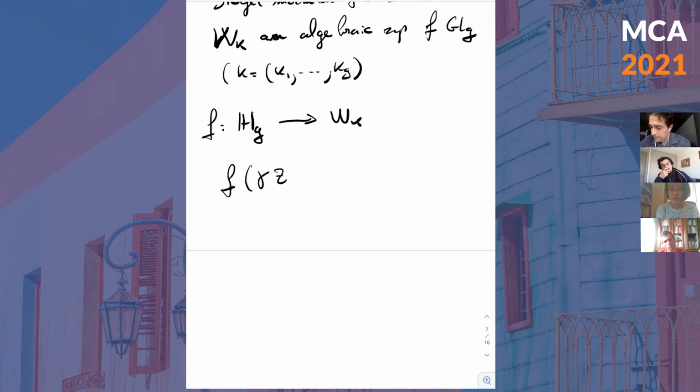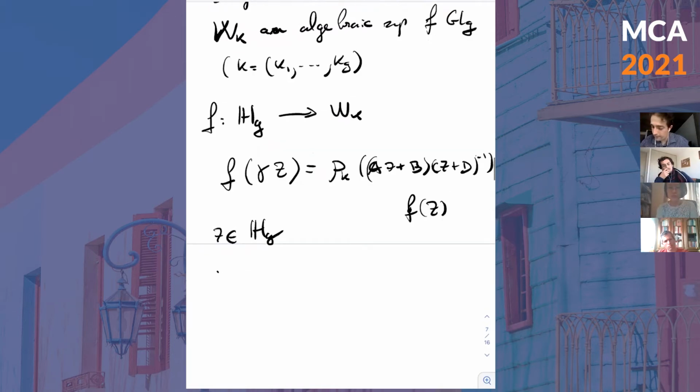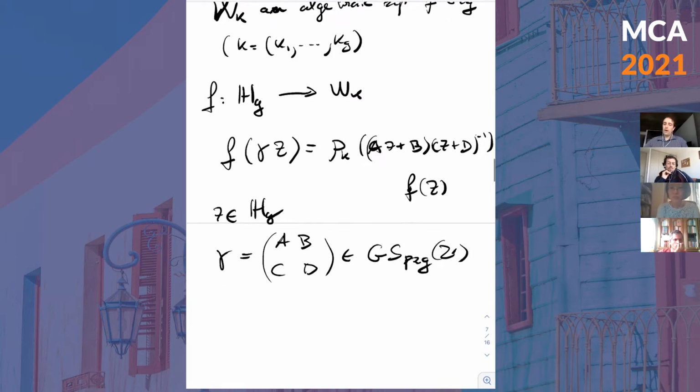F of gamma Z is going to be equal to rho of (CZ plus D) to the minus 1 times F of Z, where Z is in my generalization of the upper half plane, and gamma, (A B; C D), is a matrix in GSp_2g of Z. Okay, so this is the generalization.